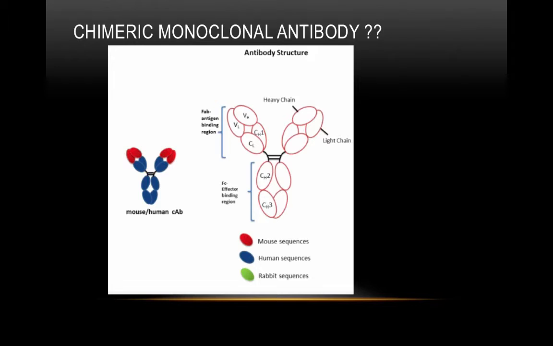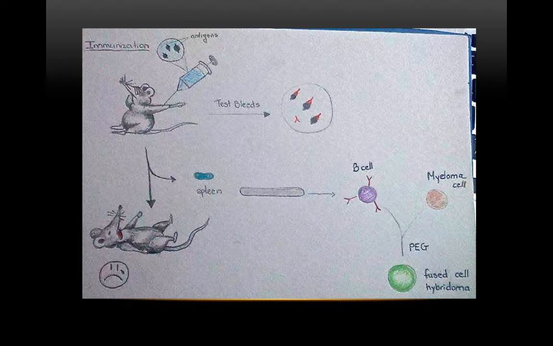But how do you make it? First, we have to transfer the human immunoglobulin genes into the mouse genome. Then the transgenic mouse is vaccinated against the desired antigen. This process is called immunization. This will generate antibody-producing B cells. Then we have to determine if the mouse is producing the antibodies of interest by performing test bleeds.